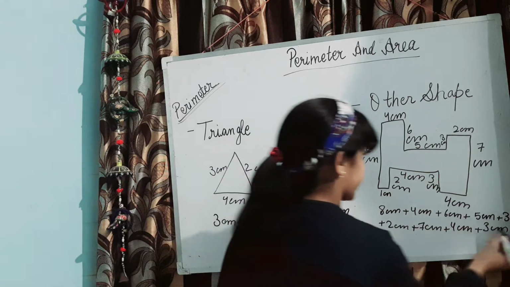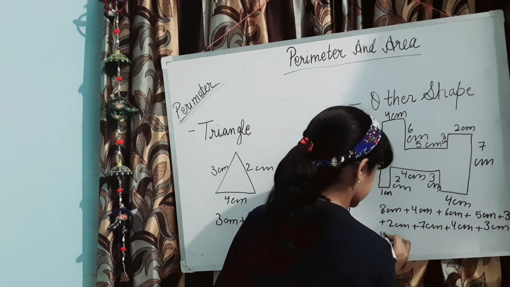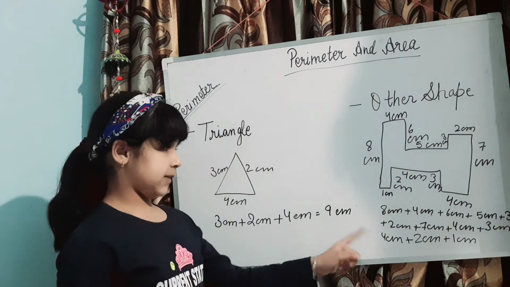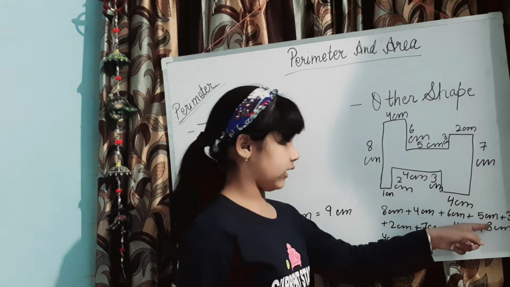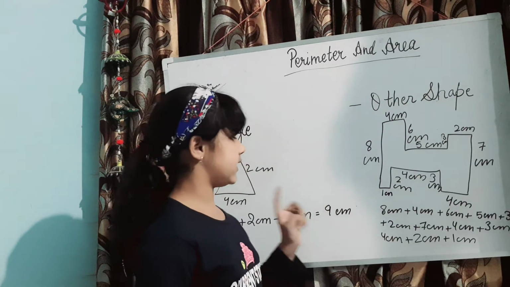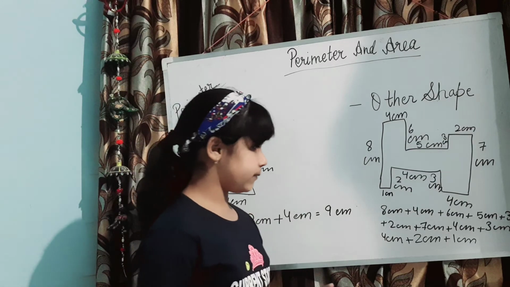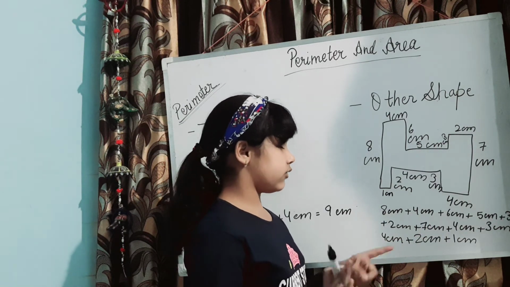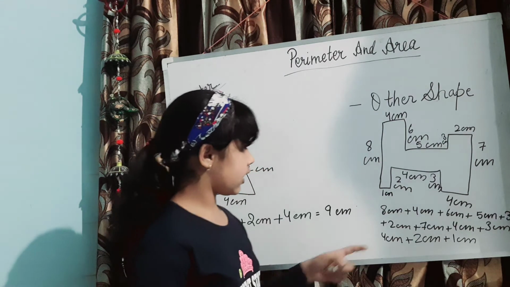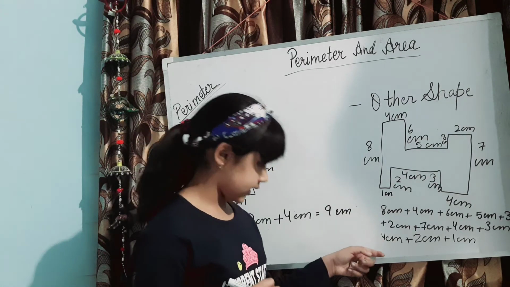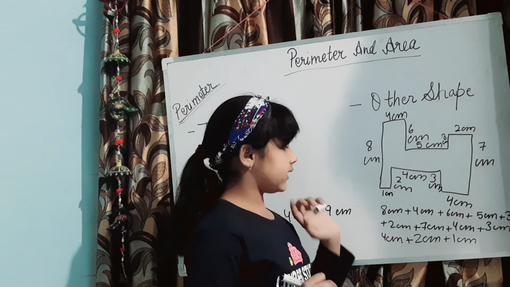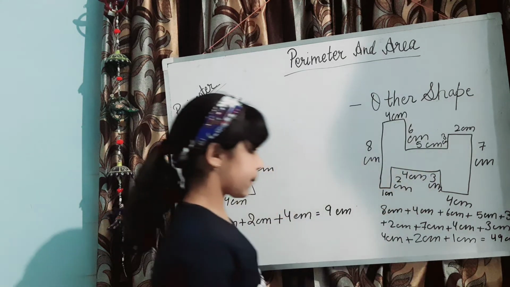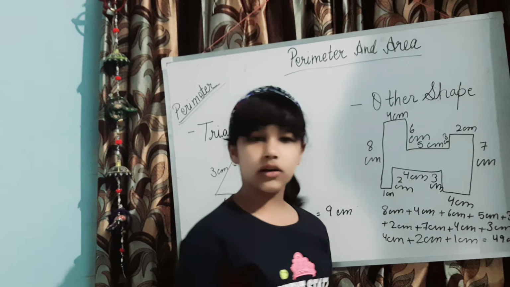This is too long, yes? Plus 3, then plus 4 centimeter plus 2 centimeter and plus 1 centimeter. Then we have to add all. 8 plus 4, 12. 12 plus 6, 18. 18 plus 5, 23, and 23 plus 3, 26, 26 plus 2, 28, 28 plus 7, 35, 35 plus 4, 39, 39 plus 3, 42, plus 4, 46, and then 46 plus 2, 48, and 48 plus 1, 49. If there is any calculation mistake, it's okay because I have done it in a hurry. So when we add, the total is 49 centimeter.